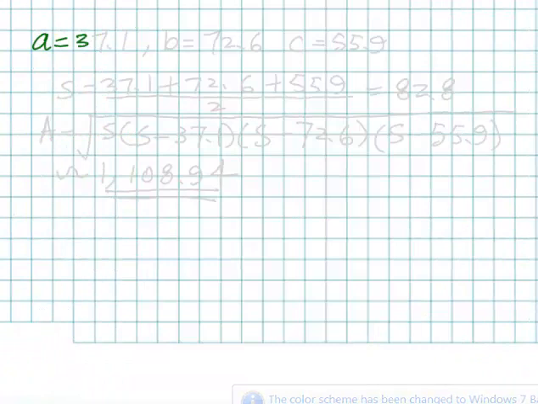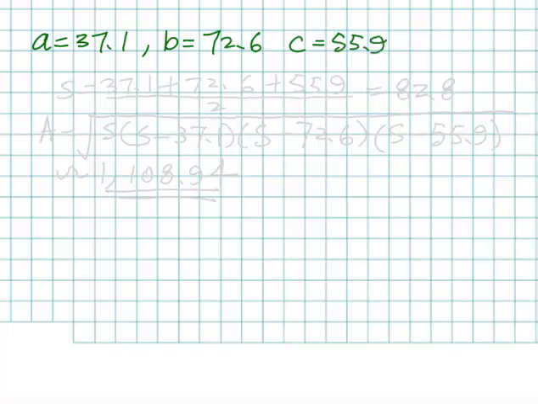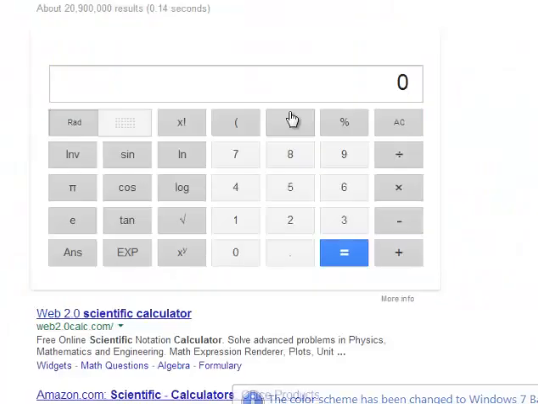A equals 37.1, B equals 72.6, C equals 55.9. We are going to use Heron's formula to find the area. First, we find S, the semi-perimeter. It equals 37.1 plus 72.6 plus 55.9 divided by 2. We use our calculator to do this tedious computation.